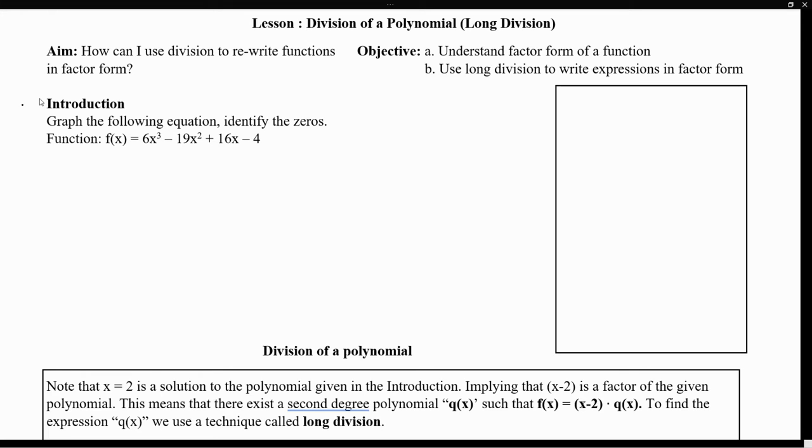Let's start by looking at the small introduction question, which states: graph the following equation and identify the zeros. Here we have this polynomial function, 6x cubed minus 19x squared plus 16x minus 4, and we want to identify the zeros. One way we can do that is to graph it, and if we were to graph this function, we would obtain the following.